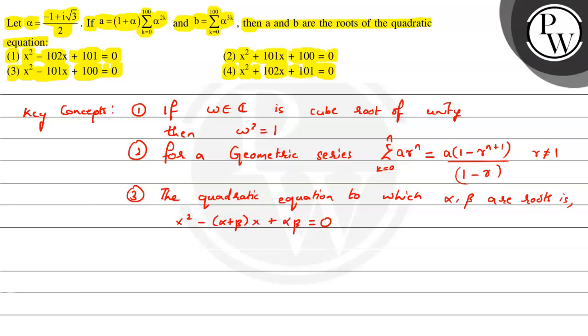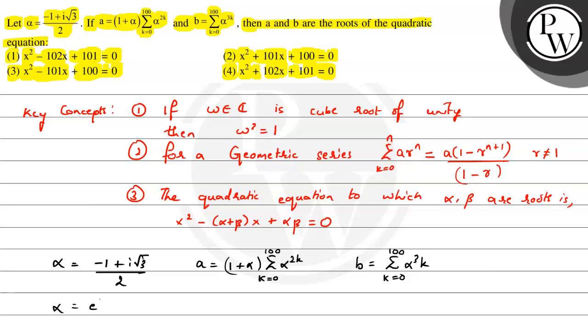In the given question, we have alpha equal to (-1 + i√3)/2. A is equal to (1 plus alpha) times the sum for k equals 0 to 100 of alpha raised to 2k, while B is equal to the summation for k equals 0 to 100 of alpha raised to 3k. Now since alpha is (-1 + i√3)/2, this can be written as alpha equals e raised to i 2 pi by 3, which is a cube root of unity. Therefore, we have alpha cubed equal to 1.